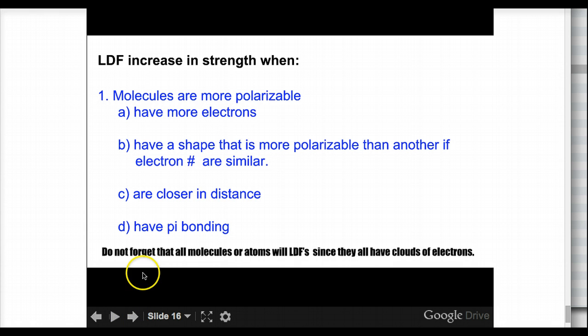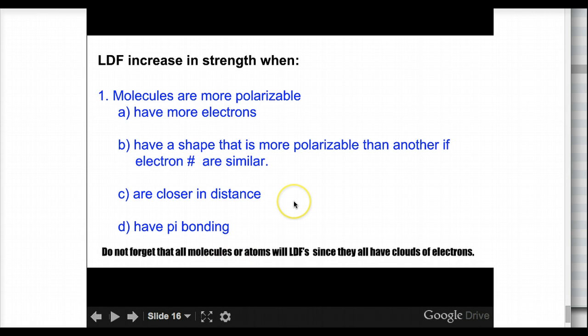Okay, moving forward, don't forget that all molecules or atoms will have LDFs since they all have clouds of electrons. So as I said before, if I'm looking for an intermolecular attraction, no matter what, they all have LDFs. It all starts with a London dispersion force because they all have clouds of electrons.